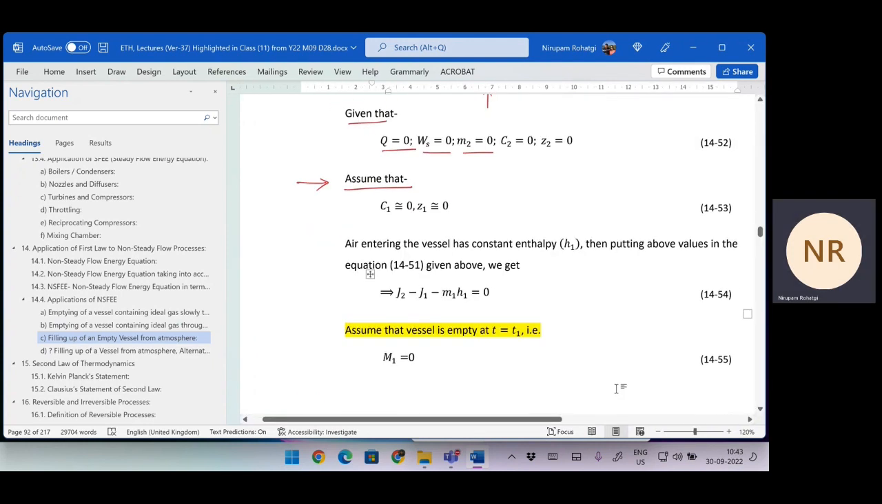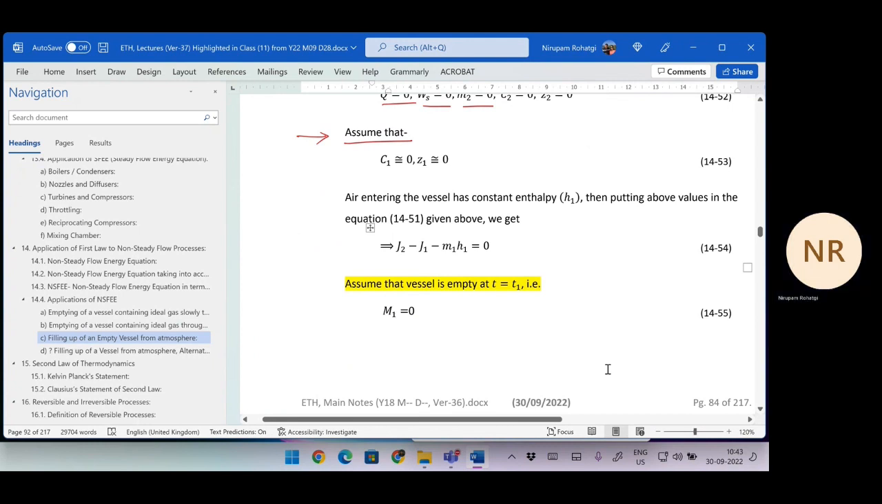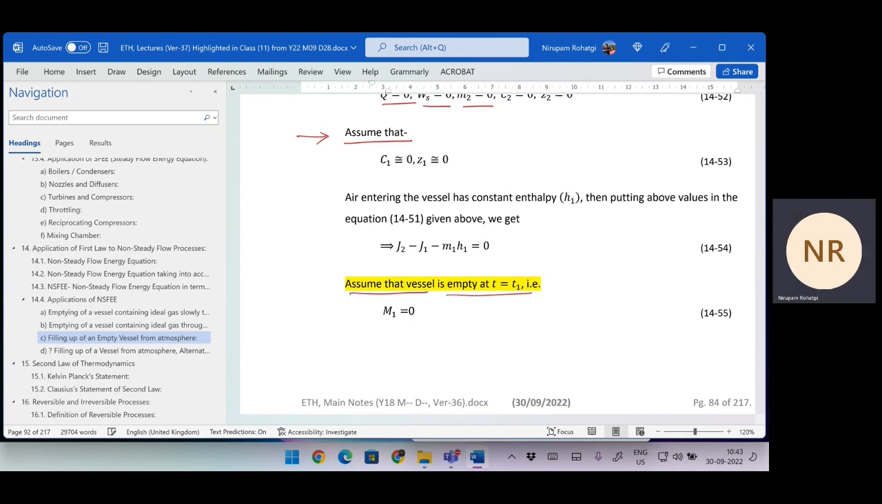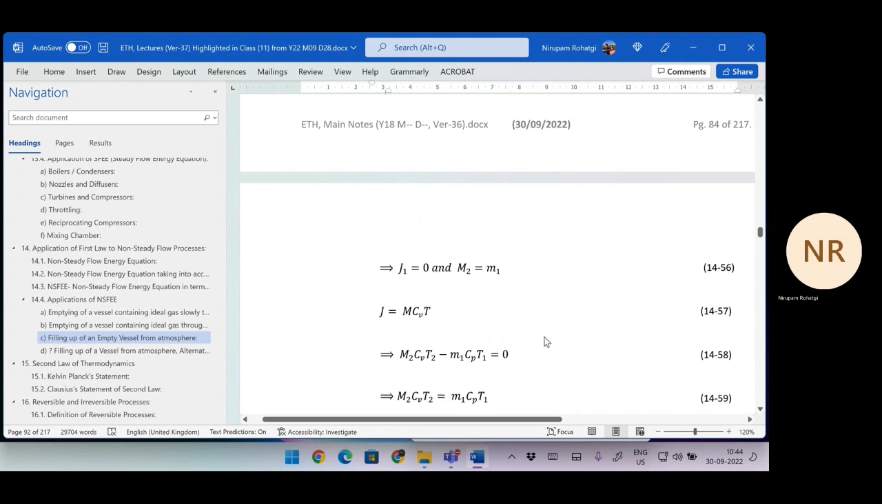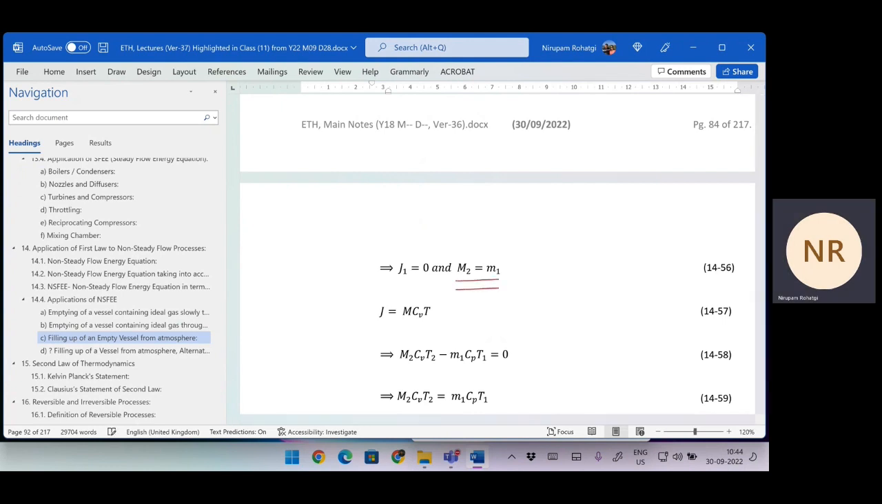So the equation is J2 minus J1 is equal to M1 H1. Now we make another assumption that the vessel is empty at the beginning, which means M1 is equal to 0 and even J1 will be equal to 0. So what do you get? Even your M2, the final mass, will be equal to what mass you have put in, M1. So you get the equation J is equal to M Cv T. So this comes to finally M2 Cv T2 minus M1 Cp T1 equal to 0.